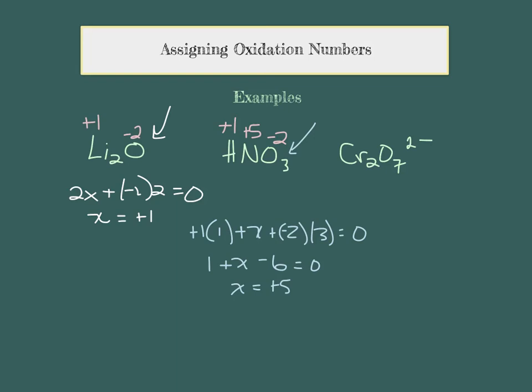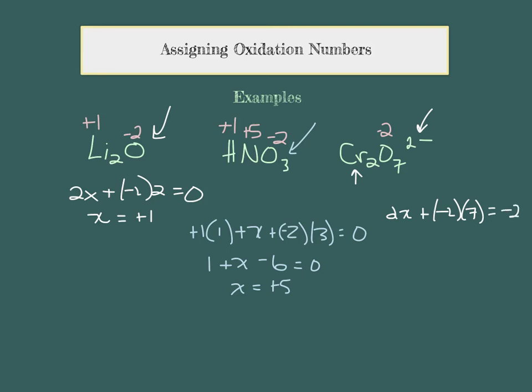Okay, last one. So, I see that we have an oxygen again, and our oxygen is not a peroxide, so it's -2. And we have an overall charge of -2, so that's interesting. And we have 2 chromium atoms. Okay, so we'll have 2 mystery charges plus -2 times 7 equals -2.